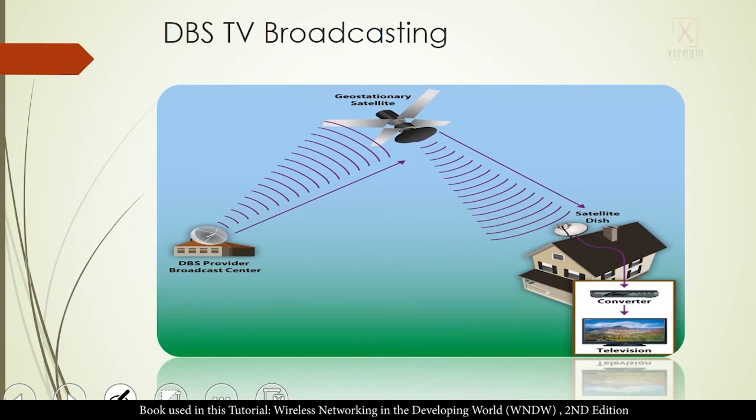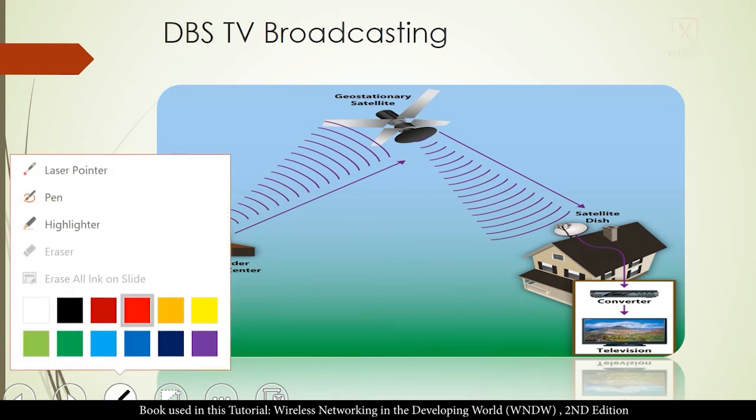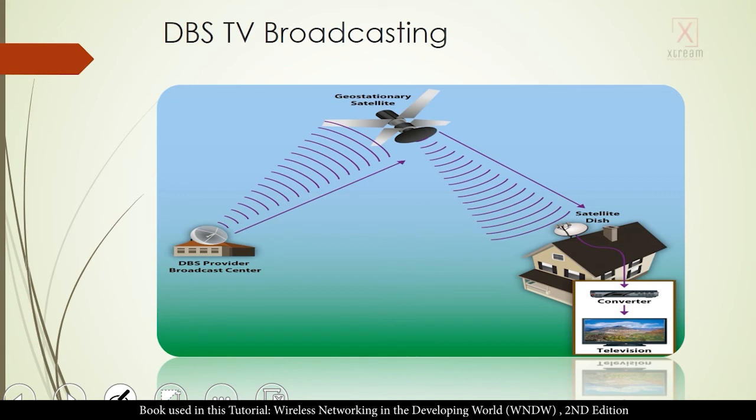Similarly, we have the digital broadcast system, TV broadcasting. In this case, it is very similar to the internet service provider. This is the DBS, or digital broadcasting service provider. It broadcasts signals or data via uplink frequency to the satellite, and then the satellite resends those signals to different areas.